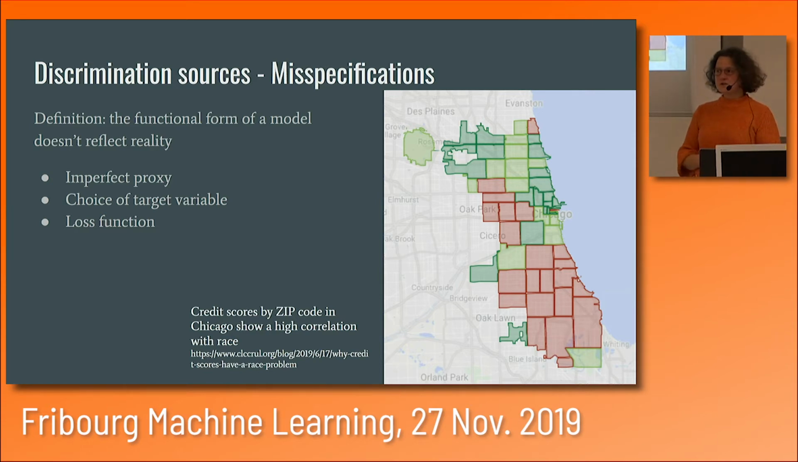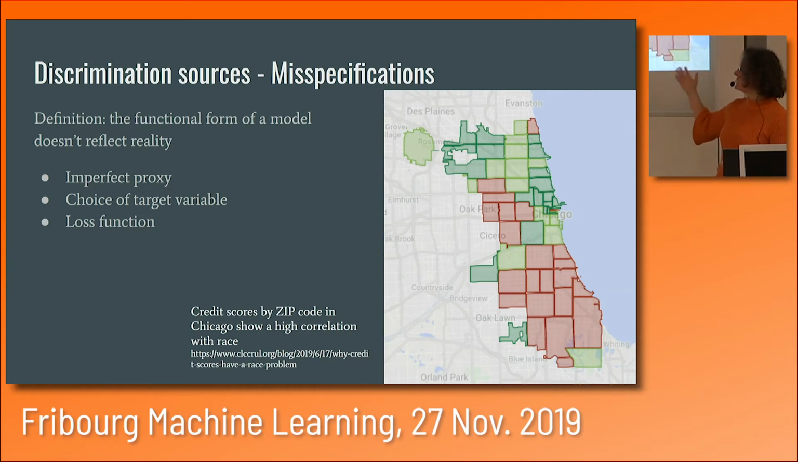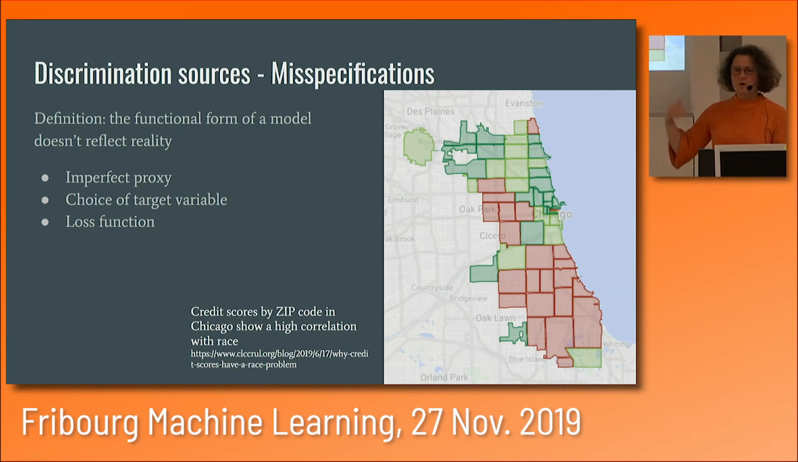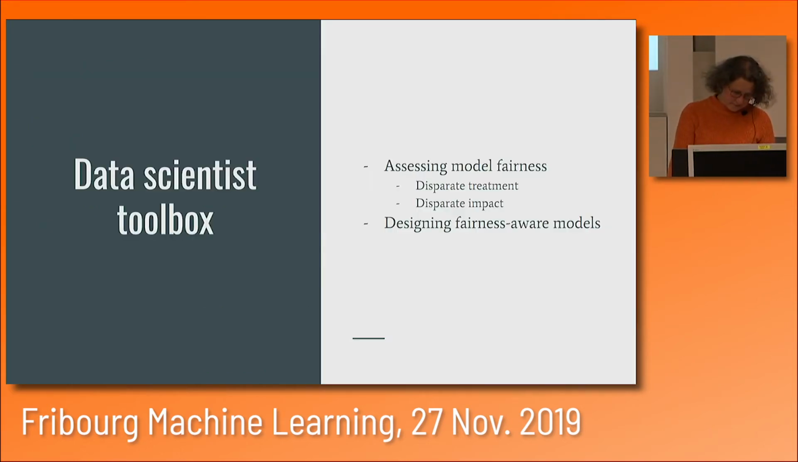And the last example is with a loss function. A loss function that would fail to penalize for false negatives or false positives, or that wouldn't take into account sufficiently the impact of false positives or false negatives. And to remediate that, and we'll talk about that a bit later, a fairness regularizer has been suggested to augment a loss function to make sure it doesn't discriminate too much. So yeah, the data scientist toolbox.